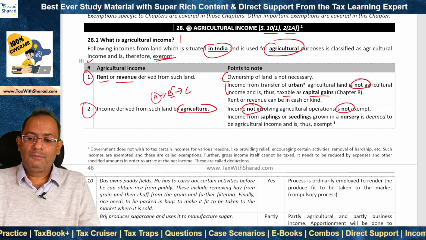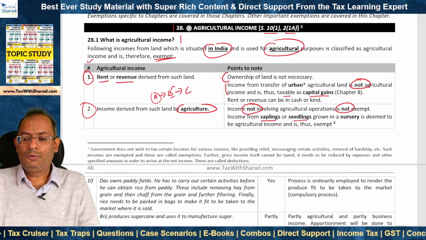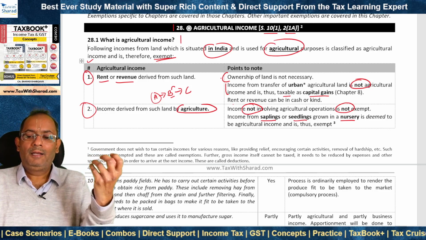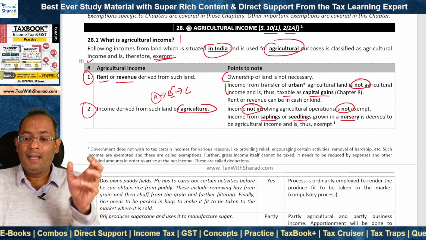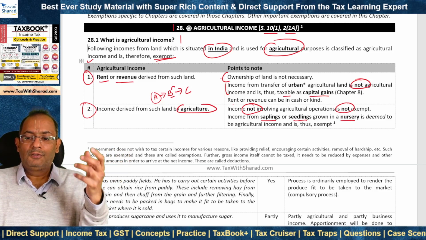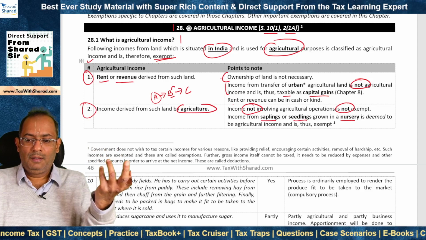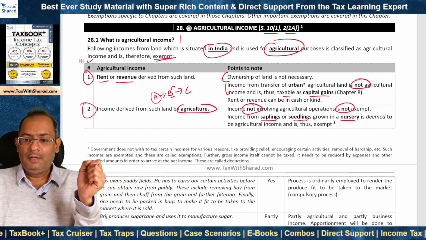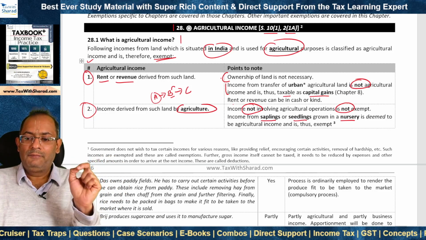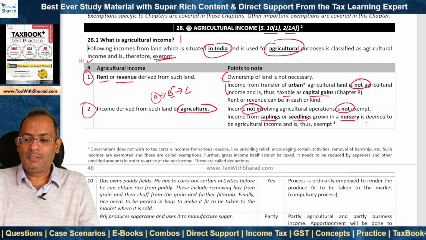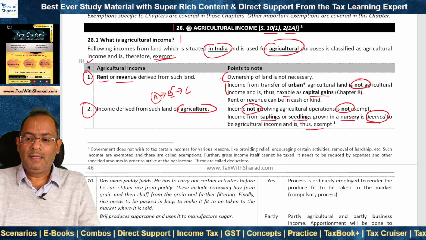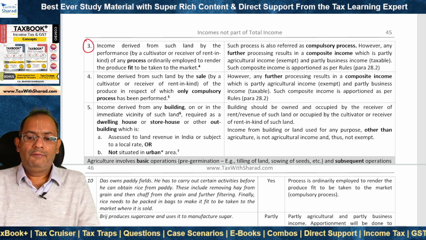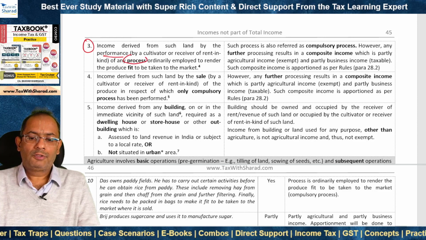Now there could be income from saplings or seedlings which are grown in a nursery. In such cases, it may not be necessary that operations are carried out on land. Saplings or seedlings may be grown in pots. And therefore, the question is whether such income is exempt as agricultural income. So in such case, a specific exemption has been provided where such income is deemed to be agricultural income and is therefore also exempt. Number 3, income derived from such land by the performance of any process.